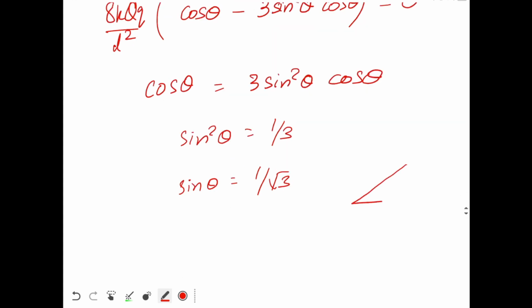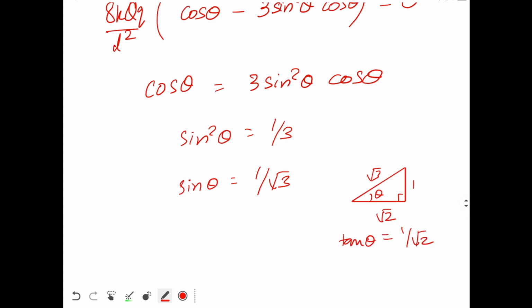Now let's just find, if this is theta, sin theta will be 1 by root 3. So this side will be root 2. Then we get tan theta equal to 1 by root 2.